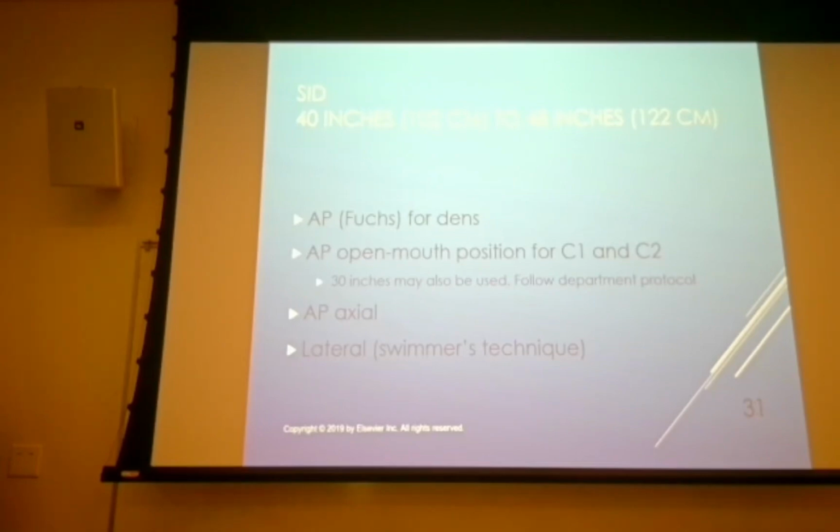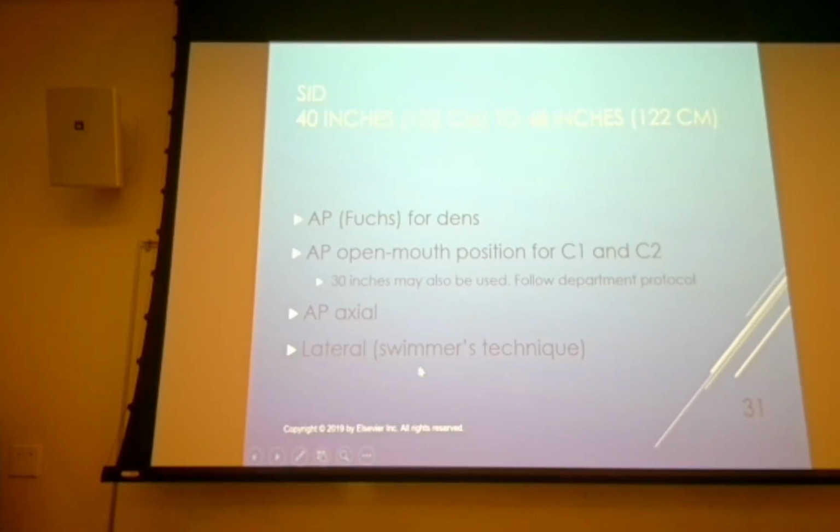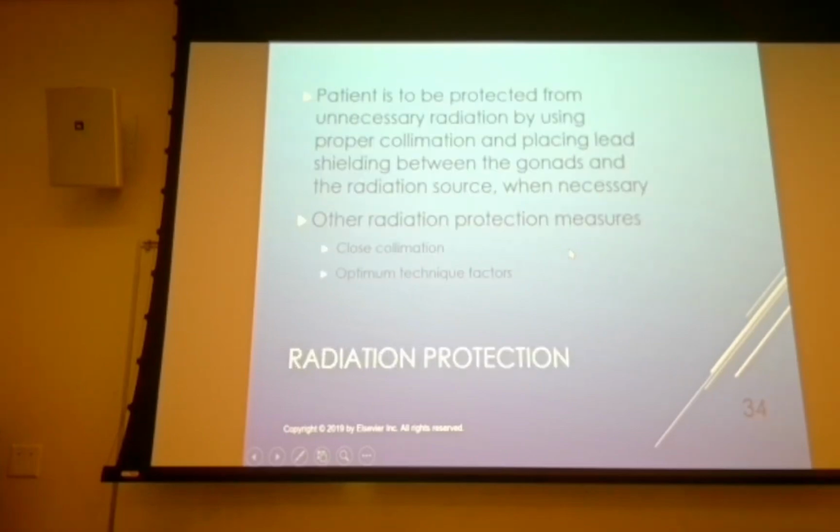All right, so these are all the projections that we're going to be talking about. So quite a few in the C-spine. We're going to talk about Fuchs, open mouth odontoid, AP axial. We're just going to call it an AP, but it's an AP axial, always an AP axial. Lateral, a couple of different laterals. Hyperflexion, hyperextension is just with the patient bending their neck, and we'll talk about that. And then we'll talk about obliques as well.